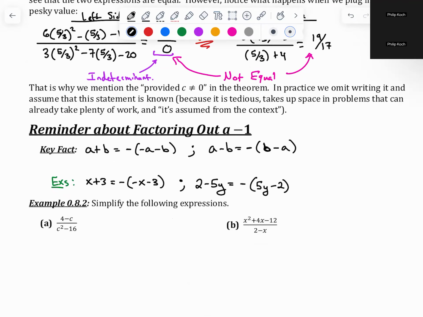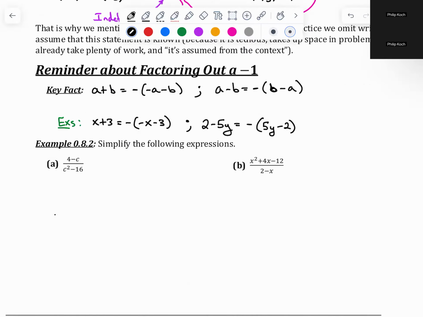Now 4 minus c, try and factor it by itself, looking at it just purely as a singular item, there's not really anything to do. It's not a difference of squares because it's not 4 minus c squared. If that was the case, you could factor it, but that's not what's happening here. And there's no GCF to factor out. So let's leave it alone for a second and only work with the denominator. So leave a little space up above. And so you've got 4 minus c divided by c plus 4 times c minus 4.